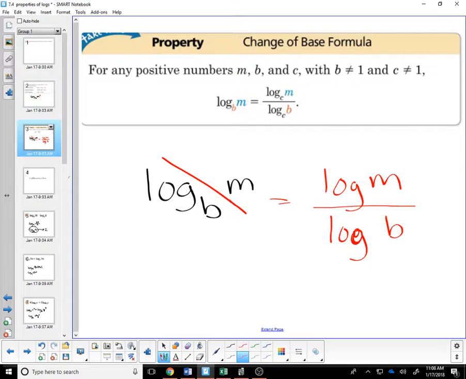Now the reason why I like log base 10, look at the front of the calculator. There's a button there that says log by itself. Guess what base that log button is in? 10. So it helped me just fly through those types of problems where I wanted to find the quotient of logs or whatever.